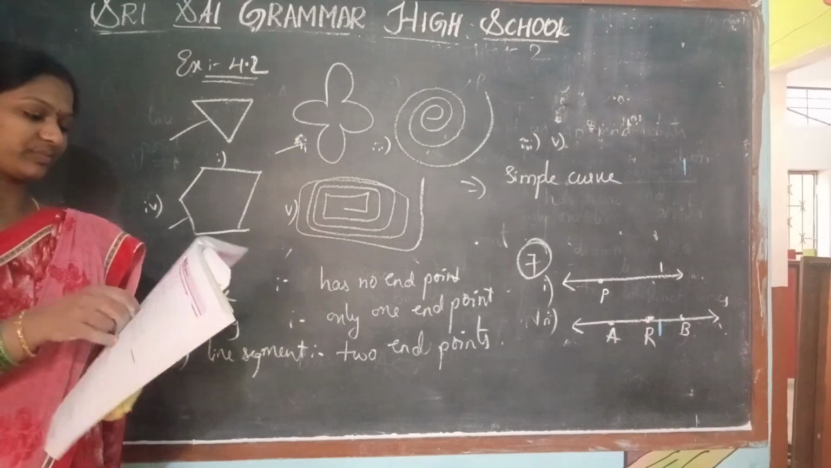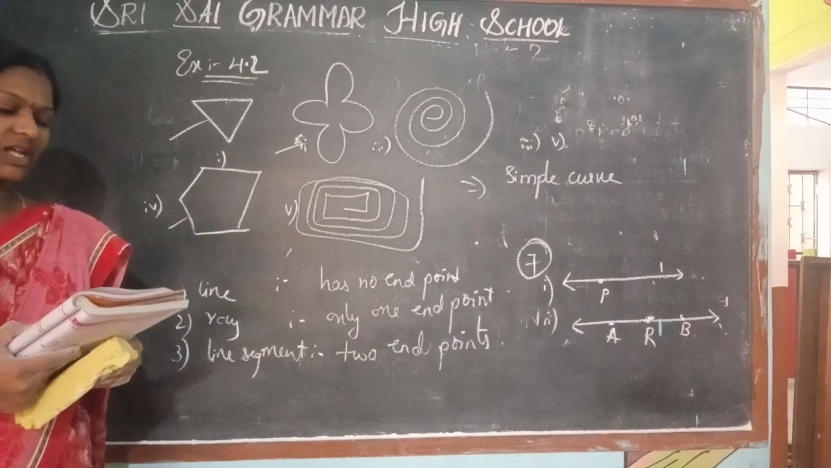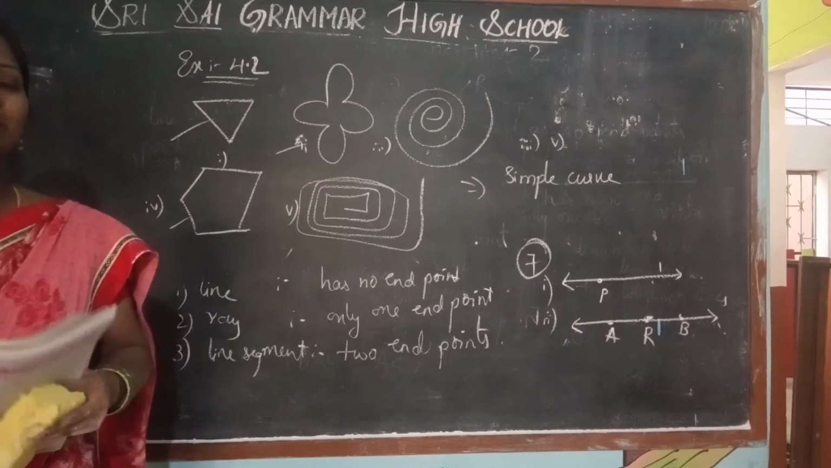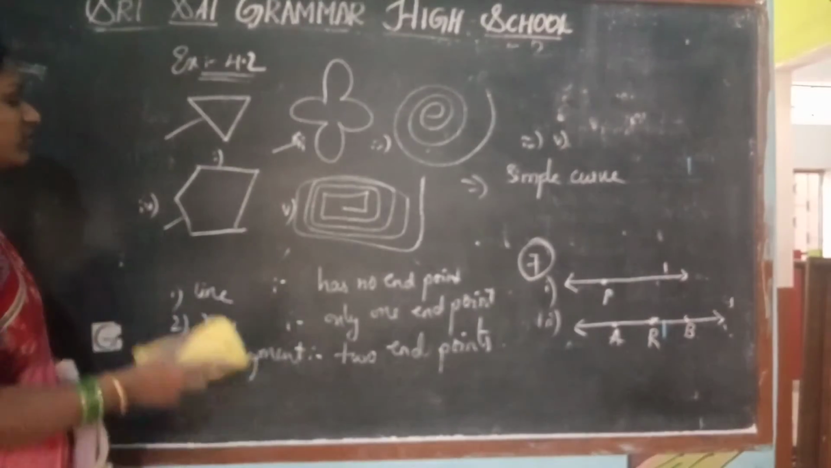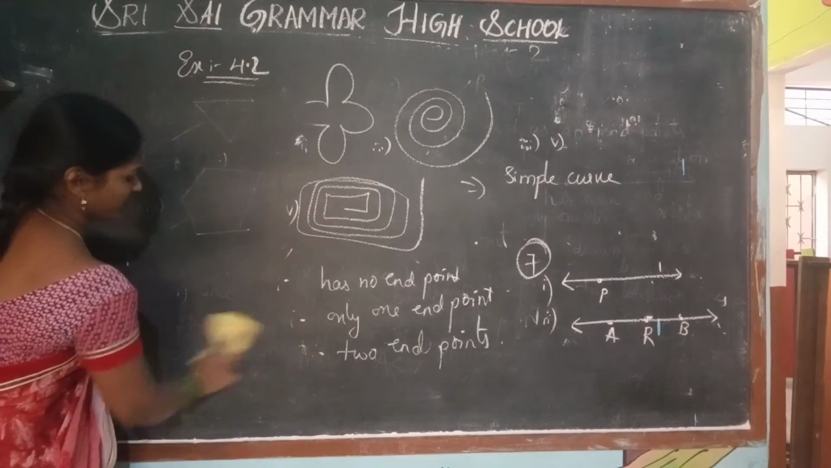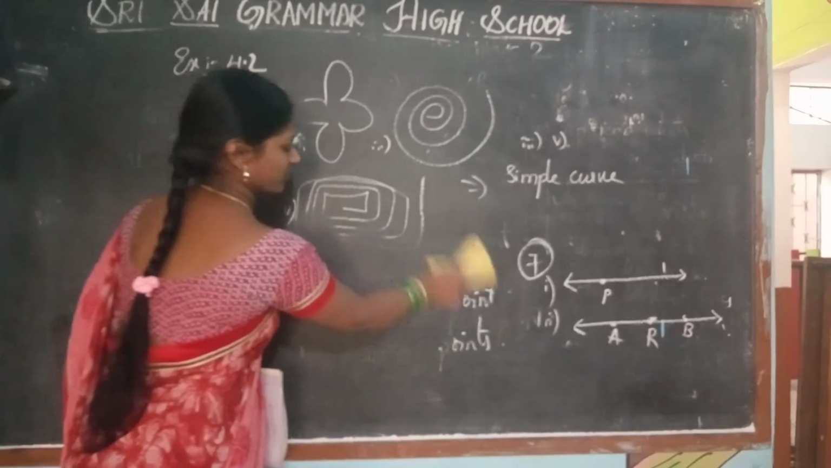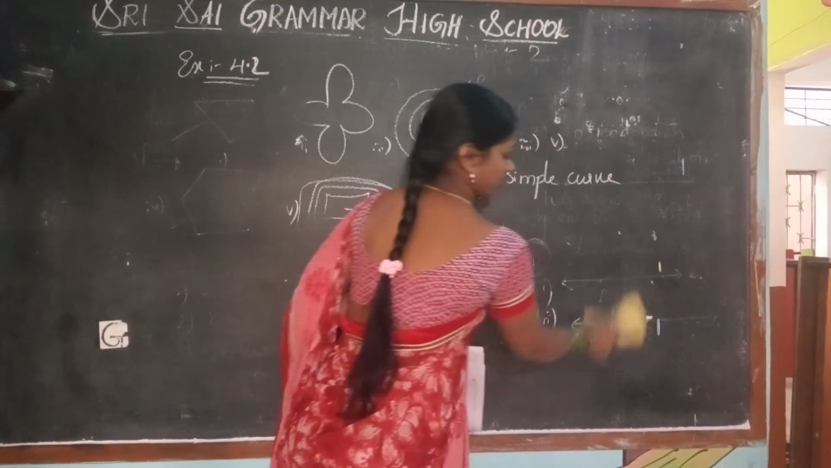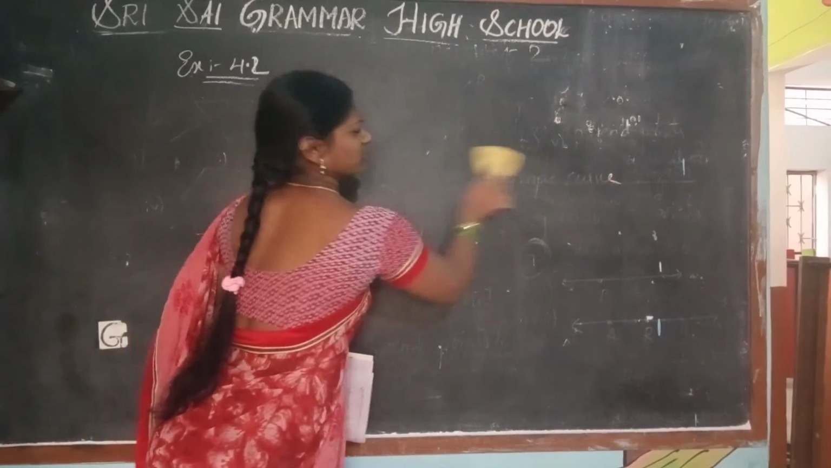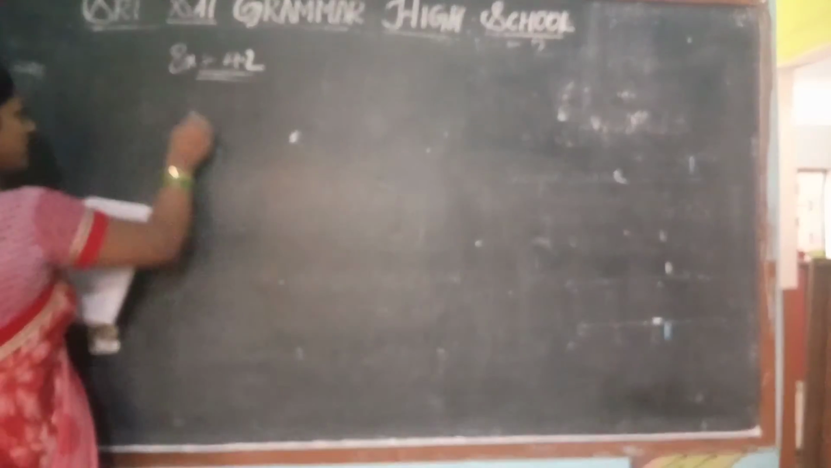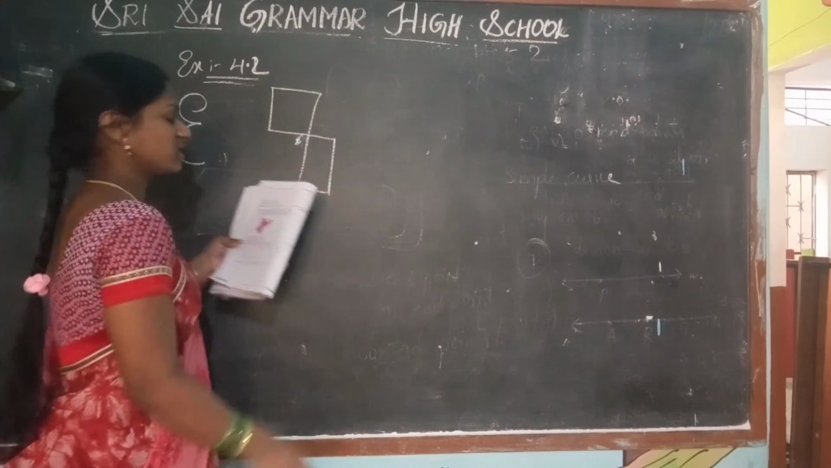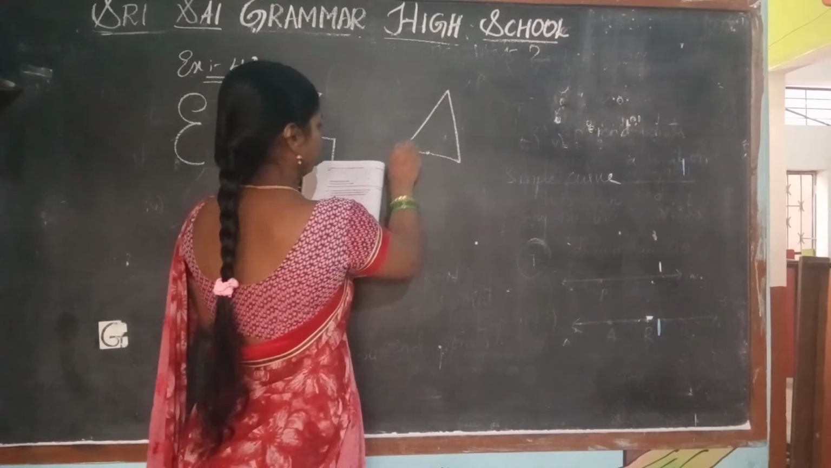Then next, state which curves are open and which are closed curves. From this second bit, everyone copy? These are the figures they have given. From these, we have to identify which are closed figures and which are open figures.